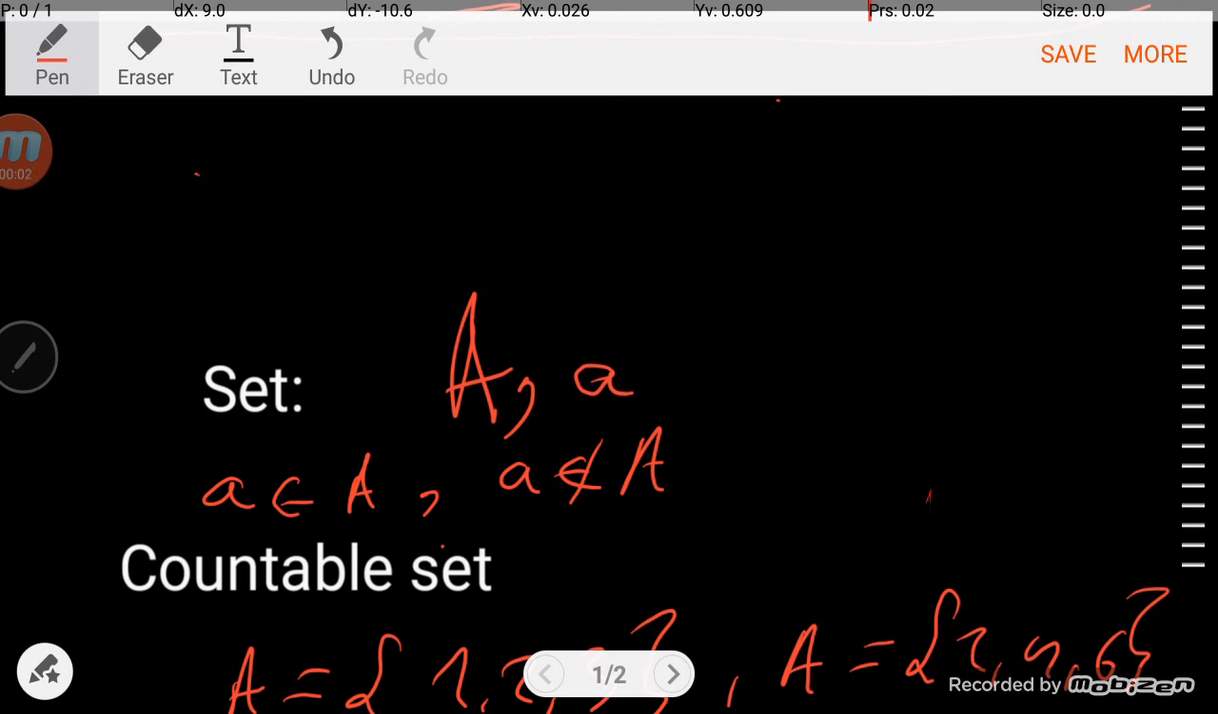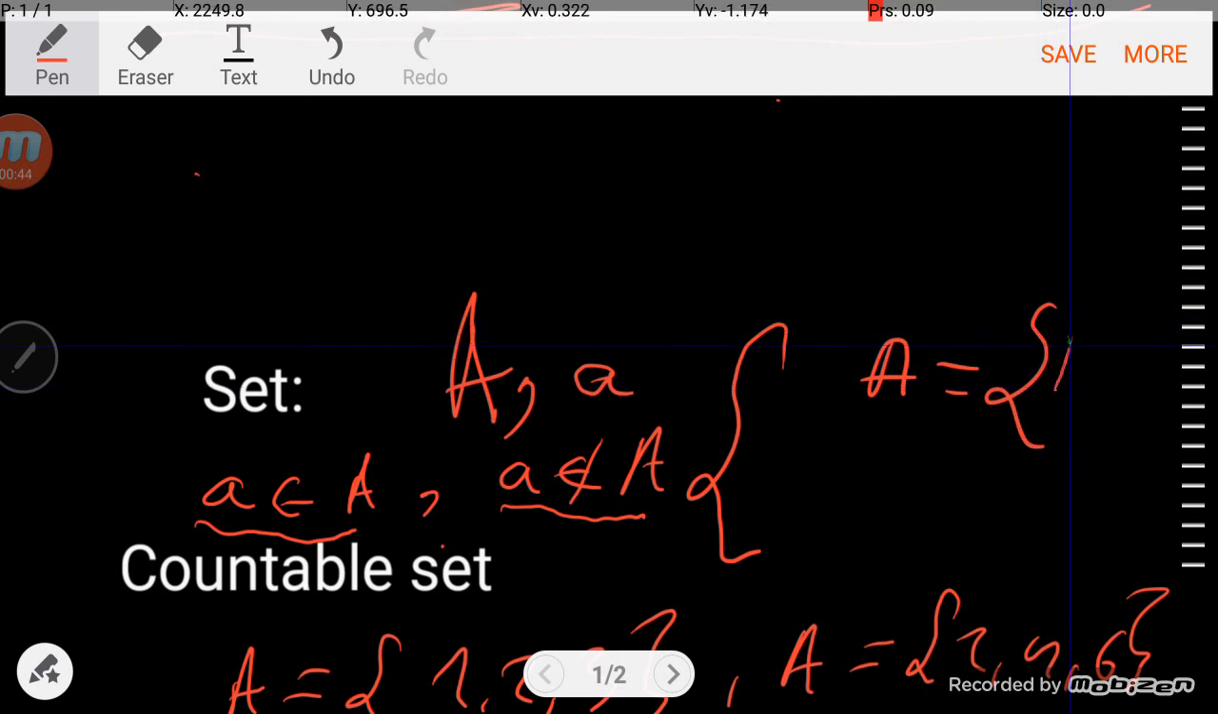Please note that if a is an element of A, we write like this. If a is not an element of A, we write like this. Now, one note about the type of the set. We have two types for writing a set: tabular form or rule form. Now, A equal {1, 2, and so on}. This type is called tabular form.